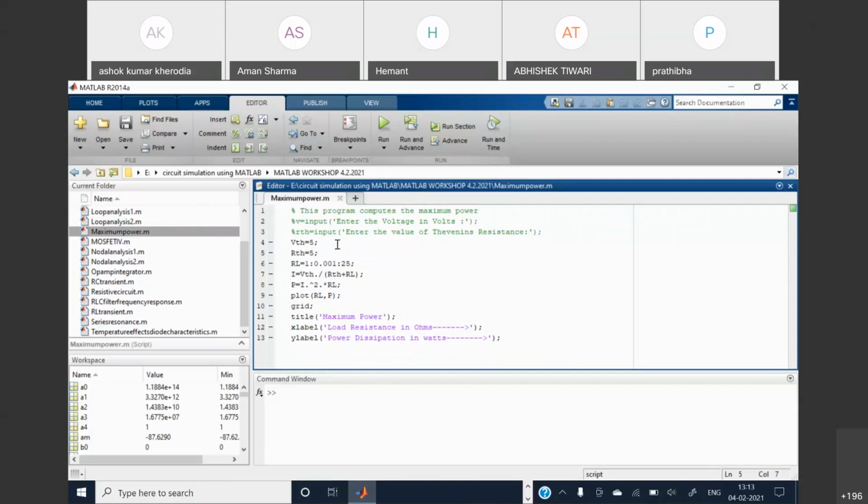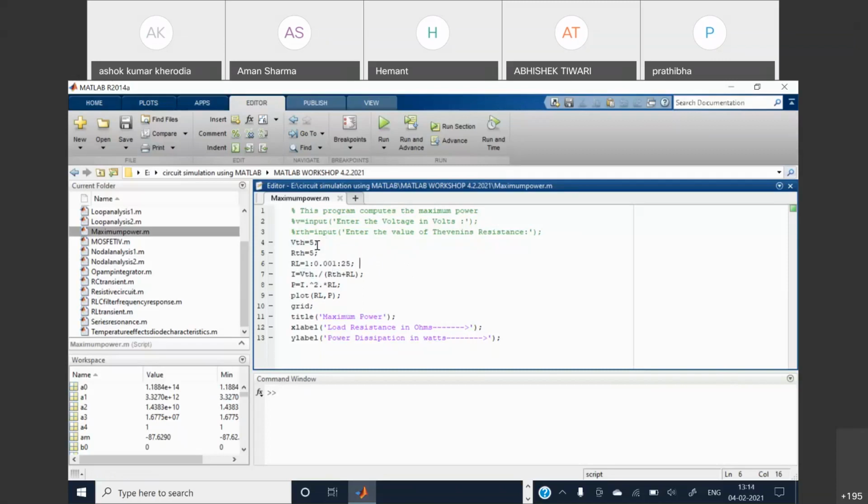So what we are doing, we are plotting the maximum power dissipation for different values of RL. So we have taken VTH, say voltage source 5 volt, RTH that is 5 ohm. Then we are varying load resistance from 1 to 25 or say any other value. And then we are computing element by element. This period, this dot, what is it indicating? Element by element multiplication. Okay.